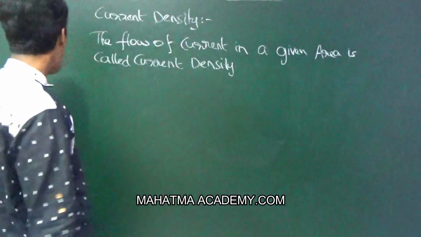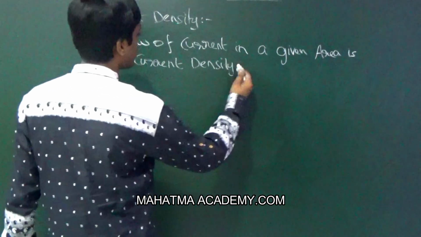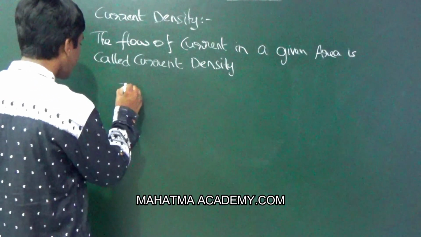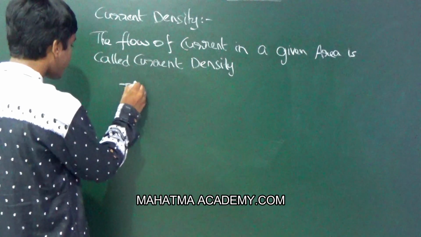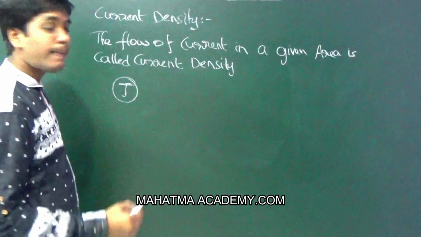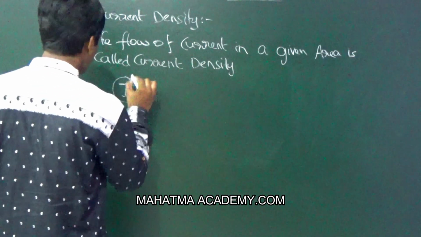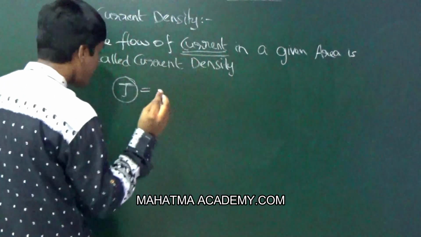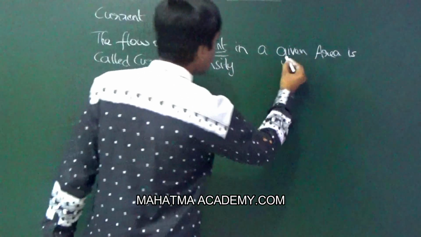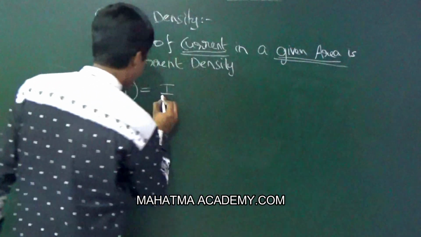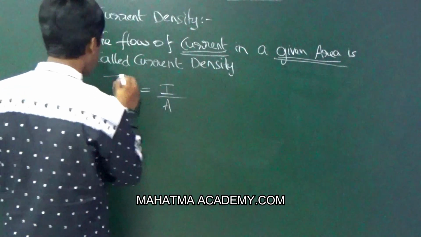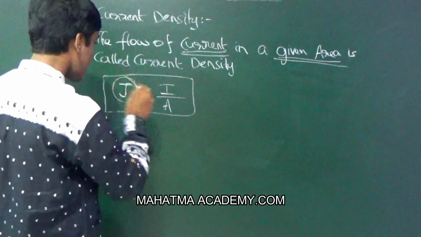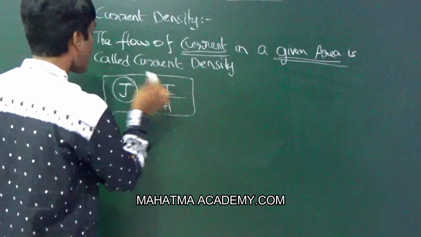Now we have the relation. First, before reading the relation, it is denoted by J. Remember, it is denoted by J. It is equal to the current, I, in a given area, so I upon A. So J = I/A is the relation between J, the current density, and the current.